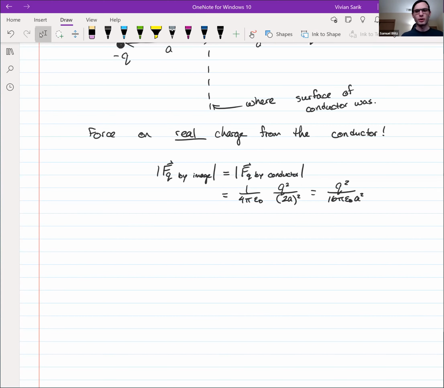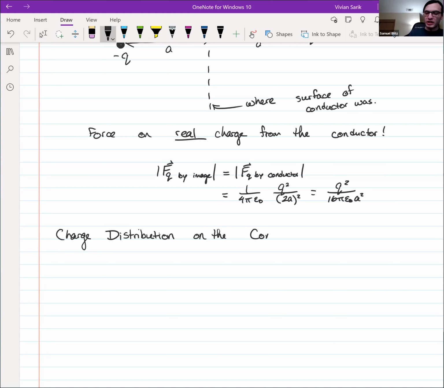Yeah, and I'll let you know about those examples after we finish with image charges. So I did just mention that the surface of the conductor attracts the real charge by accumulating some negative charge on its surface, right? And so you might wonder, how does that charge distribution behave?